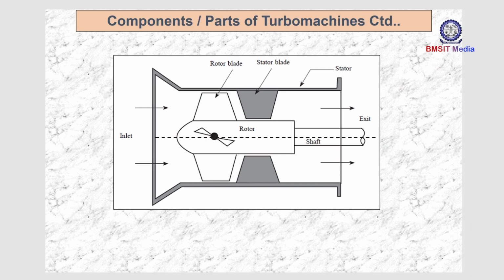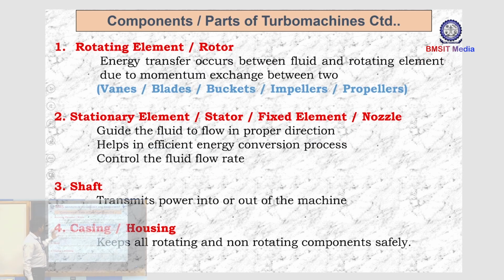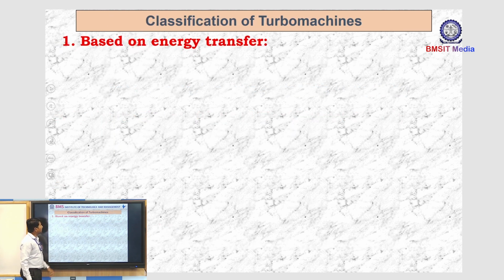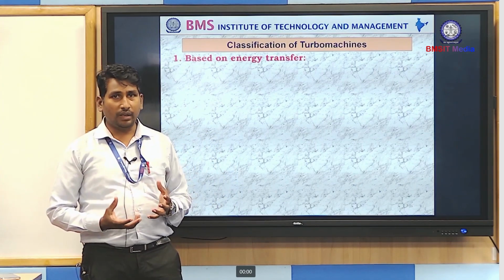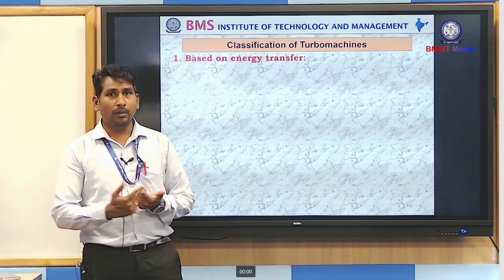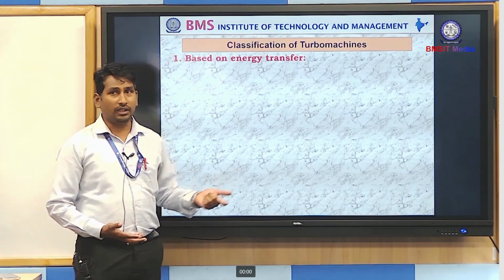So these are all the components of turbo machines. Now we'll go for the next topic called classification of turbo machines. How are turbo machines classified? By this time, I think you probably got some idea. It is based on energy transfer, that is power absorbing, power generating. There is still more classification we can see further here.